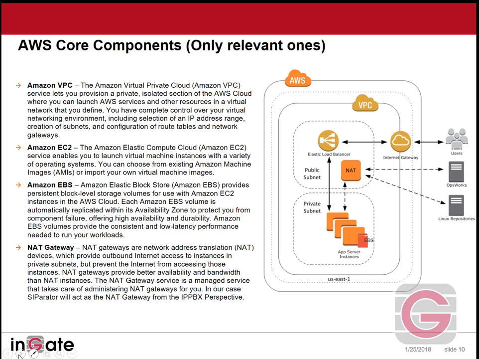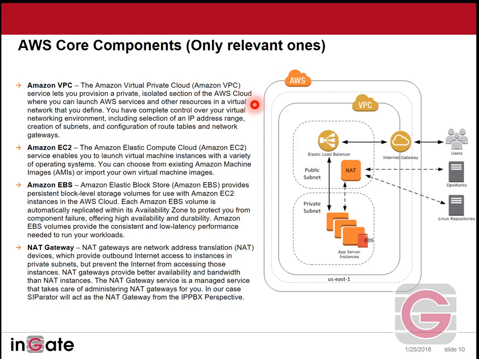So the first one is the one related to how you build your virtual private cloud, that is called the Amazon VPC service. Amazon VPC is the one that lets you provision a private isolated section in the AWS cloud where you can launch different services. So anytime you're using Amazon services, they are associated to a specific private cloud that belongs only to you. You have complete control over your virtual networking environment, including selection of IP address ranges, creation of subnets, configuration of routing tables, network gateways, etc.